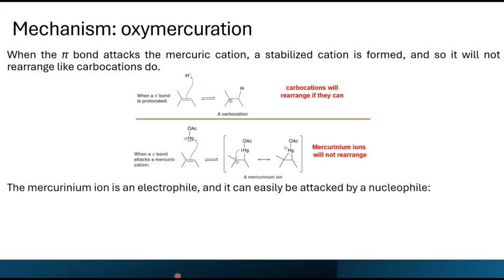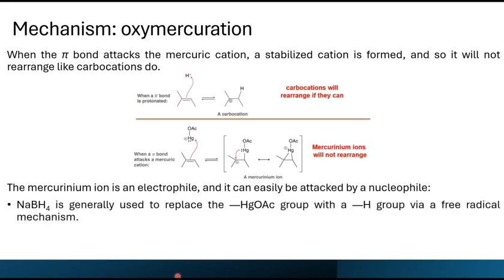The mercurinium ion is an electrophile and can easily be attacked by a nucleophile. Sodium borohydride is generally used to replace the mercuric group with an H group via a free radical mechanism. So the nucleophile comes, attacks a carbon center, releases the mercuric ion, and we end up having the mercuriated species with the nucleophile attack to the more substituted carbon.